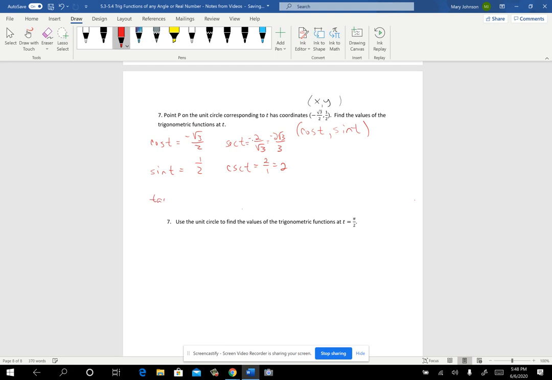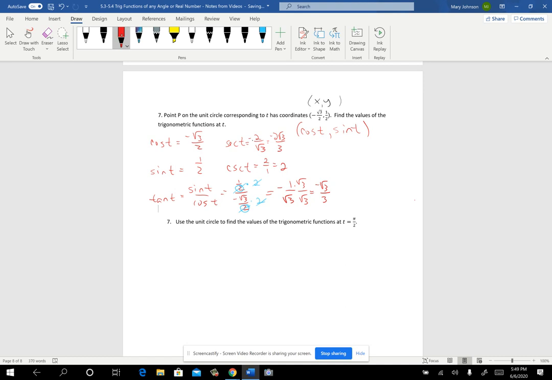Then when we go to do tangent of t, tangent is sine over cosine. And if you're on the unit circle, that's just the y coordinate over the x coordinate. Here's where the algebra came in. It's a complex fraction, so I'm going to get rid of those denominators by multiplying the top and the bottom by 2. That gets me to negative 1 over square root of 3. But I have to rationalize it, and my final answer would be negative square root of 3 over 3.